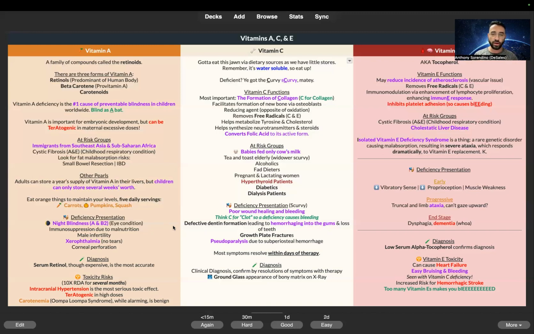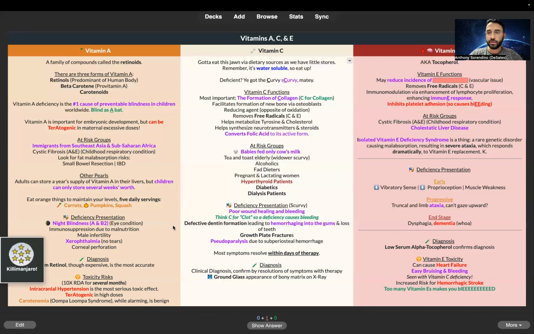So you have that poor wound healing and bleeding, defective dentin formation. So these bleeding gums. So you're going to have like a bleeding gum patient. That's going to be more of a C thing here. And then you have growth plate fractures, pseudoparalysis, all going to be part of scurvy.